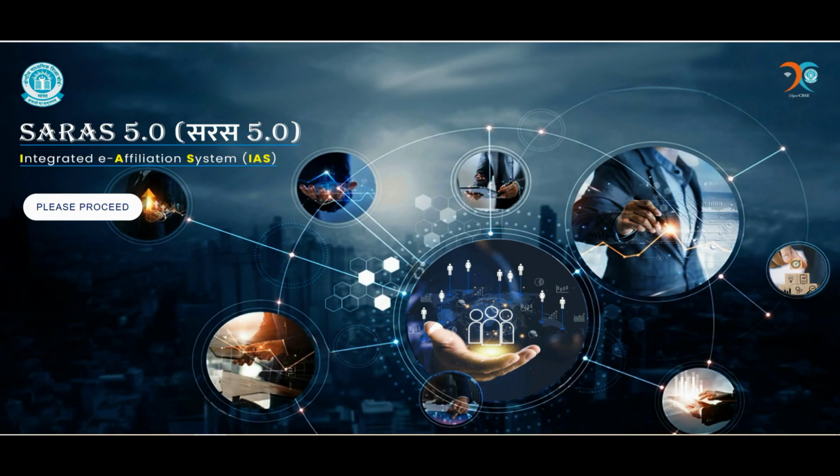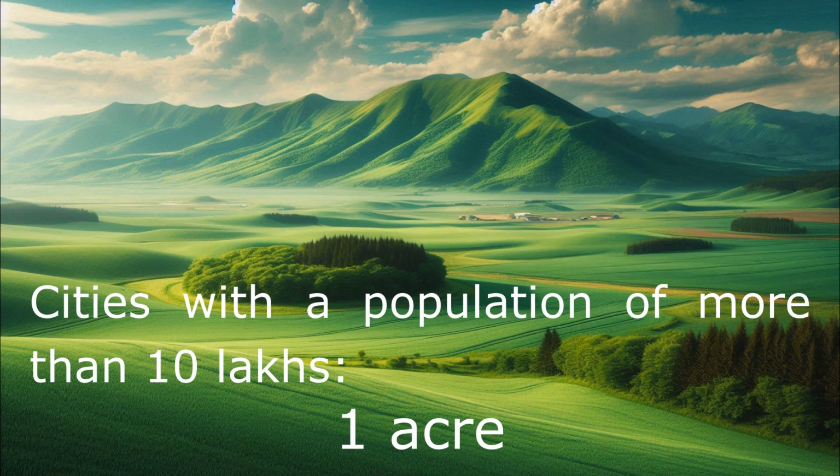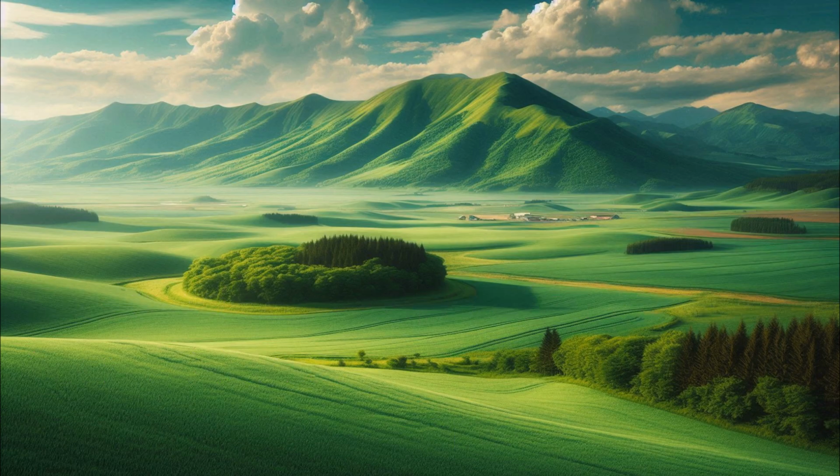SARAS 5.0 is designed by CBSE to make the entire affiliation process transparent, streamlined, and digital, all in alignment with the National Education Policy 2020. Before you dive into the affiliation portal, let's take a look at the basic requirements to start a new CBSE school. The minimum land requirement to start a CBSE school is 1.5 acres. For cities with a population of more than 10 lakhs, it's 1 acre. Schools in hilly areas have reduced land requirements based on CBSE's provisions.